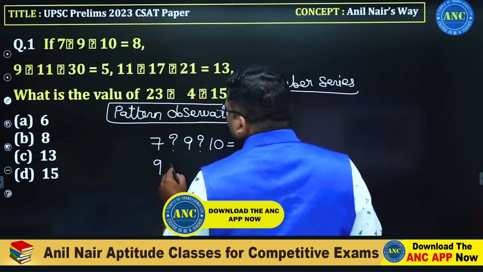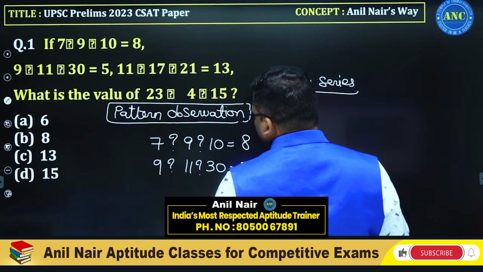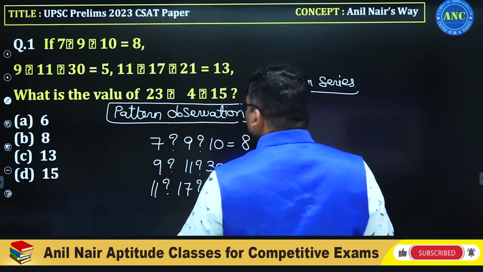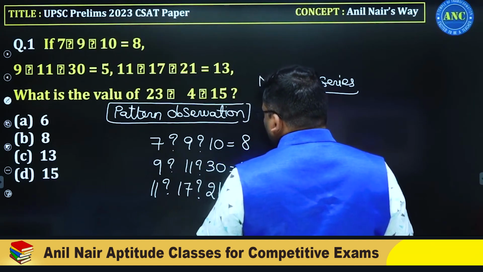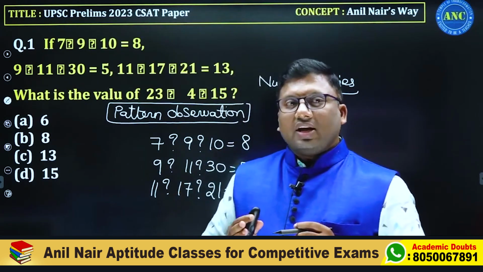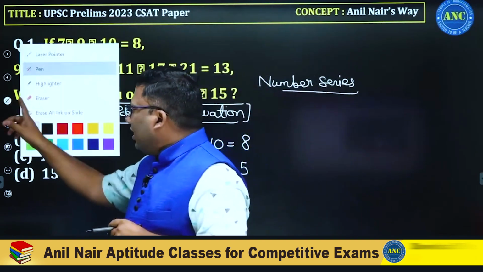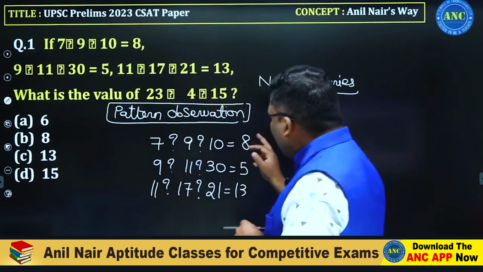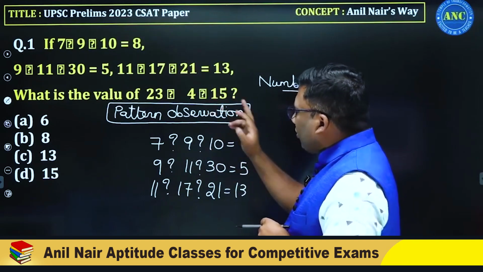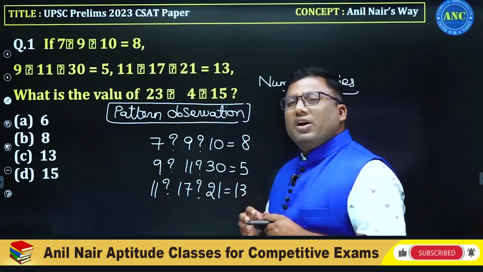Another is 9 question mark, 11 question mark, 30 is equivalent to 5. 11 question mark, 17 question mark, 21 is equivalent to 13. Now, if you read these 3 number series questions again, somewhere you will get an idea. The first idea which I got is, what is the right hand side? The right hand sides are 8, 5 and 13. How will we get them?